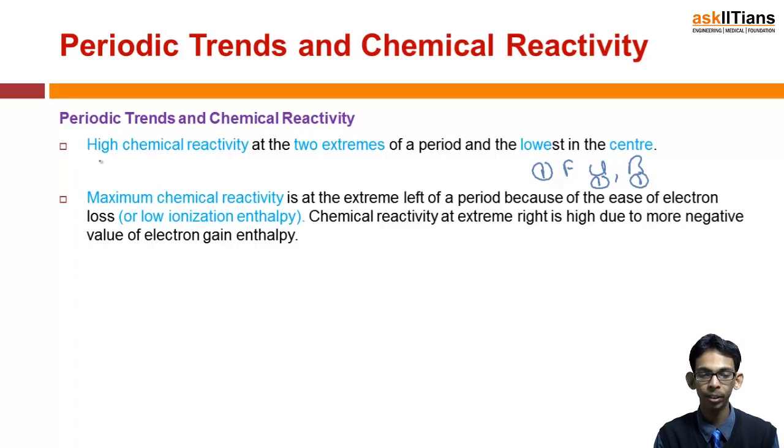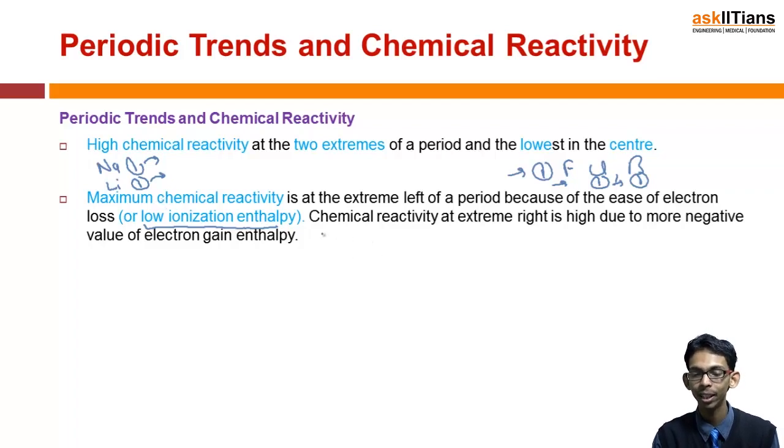And on the extreme left, if we talk about sodium or lithium, these have only one electron to lose. They can lose these electrons and those can gain that one electron. So maximum chemical reactivity at the extreme left, that means on the metal side of the period, is due to low ionization enthalpy, because these can easily donate electrons because of large size and only one electron present. These will very easily donate electrons, so they have very low ionization enthalpy, and that's why they are highly reactive.